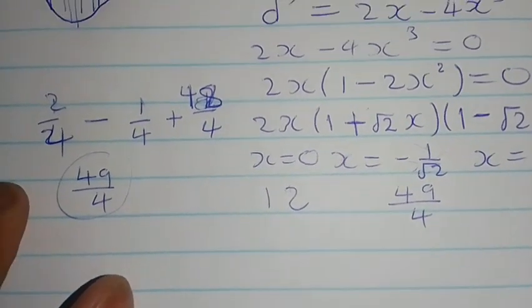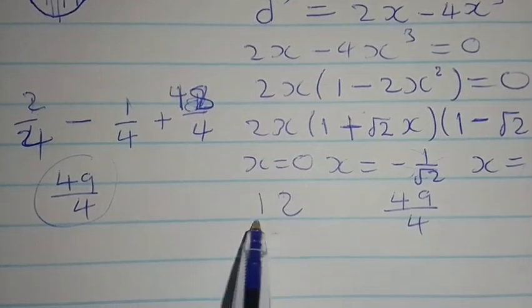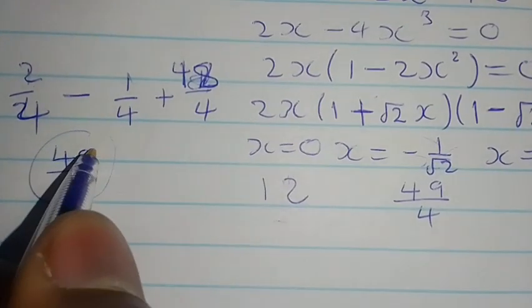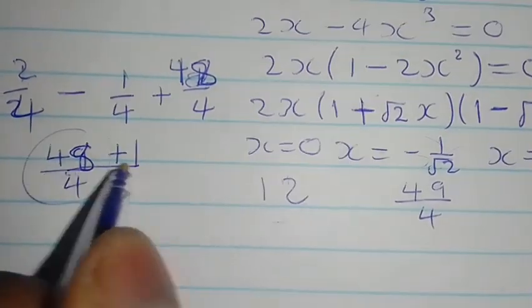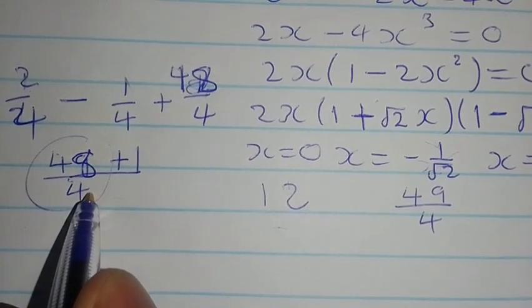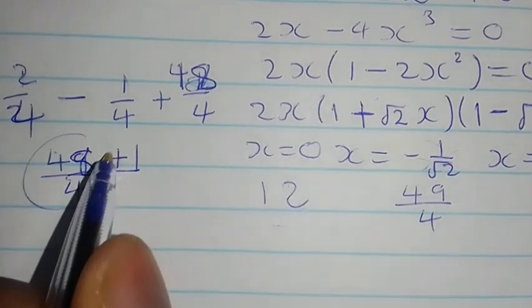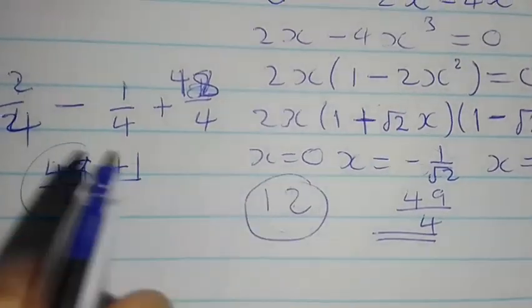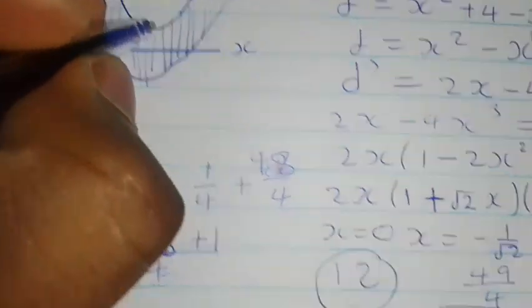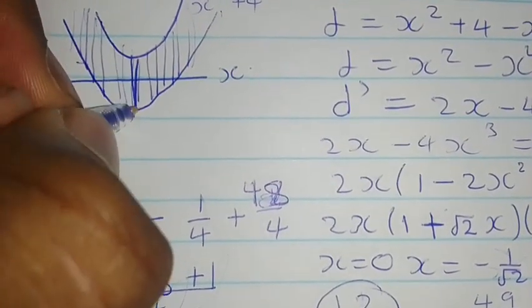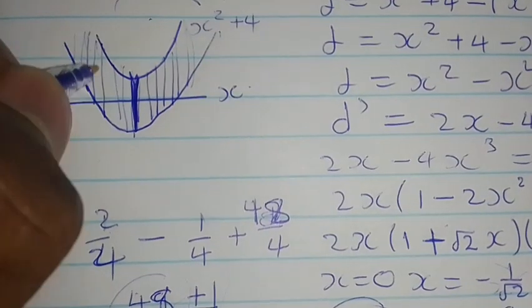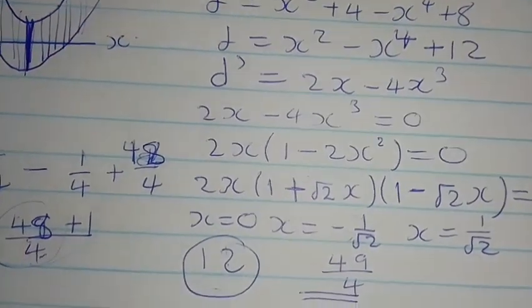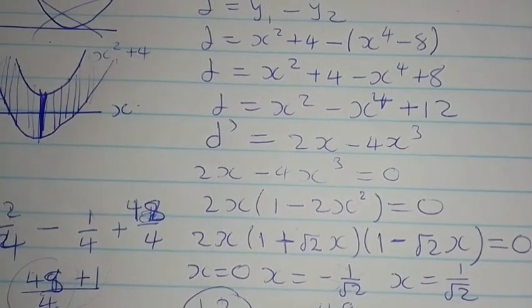So what's 49 over 4? How can we convert this to decimal and compare it with 12? Notice that 49 is the same as 48 plus 1. 48 divided by 4 is 12. Now 12 plus 1 over 4 is larger than 12. So this is not the minimum distance; the minimum distance is 12. So it's this one. The other points will result in a larger distance between the two functions.